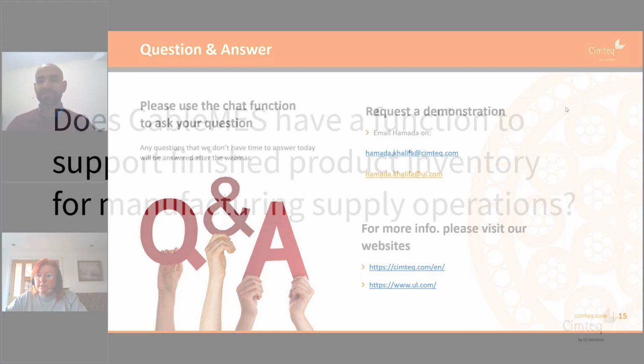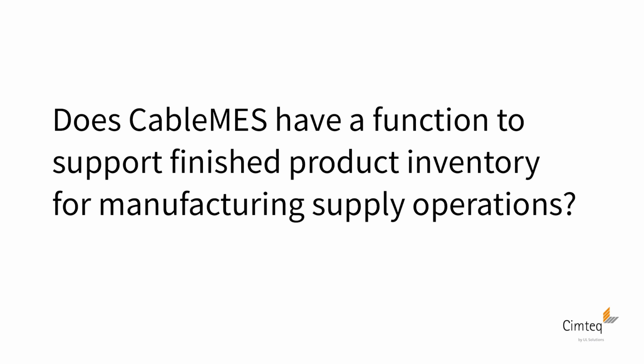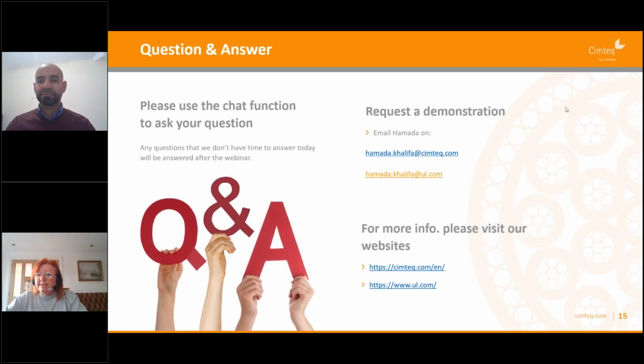Does CableMES have a function to support finished product inventory for manufacturing and supply operations? It does, but normally the MES system is about the manufacture. So once the finished goods are complete, they will be in MES, but we would normally park them there or send them to the ERP or whatever system manages inventory. We do have a warehouse management system within MES, but typically people have something else that manages that. So we typically send the information of the finished products, and then we're finished. But it could do it if you want it to.